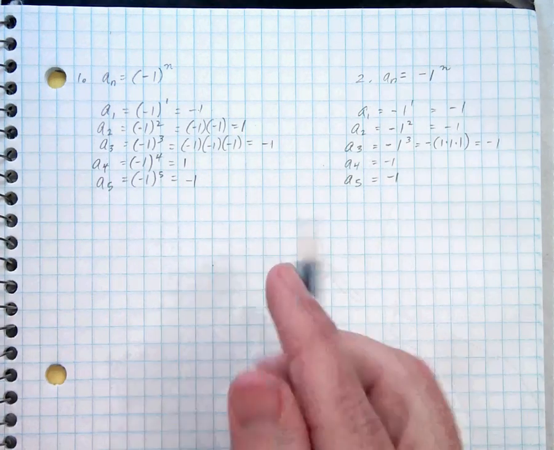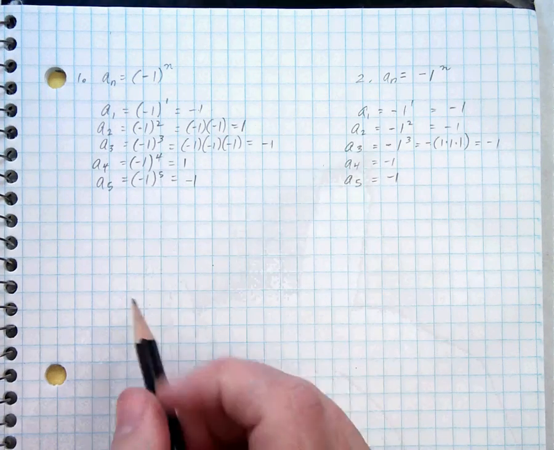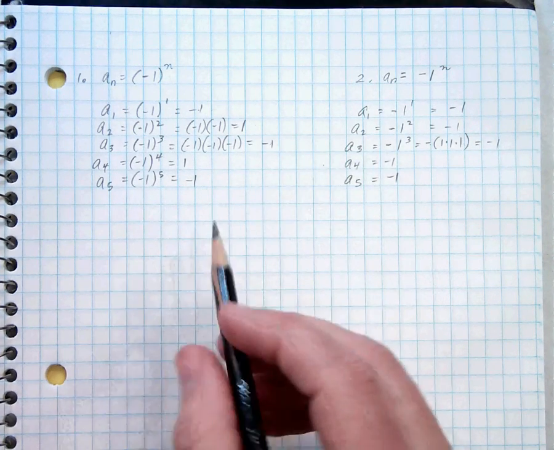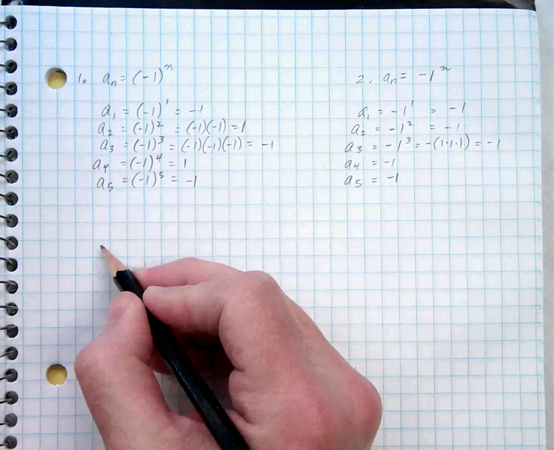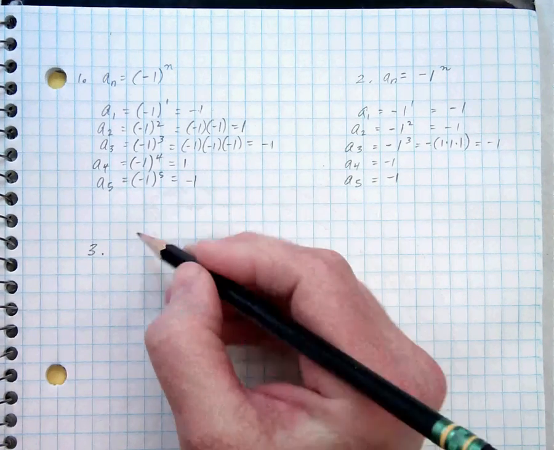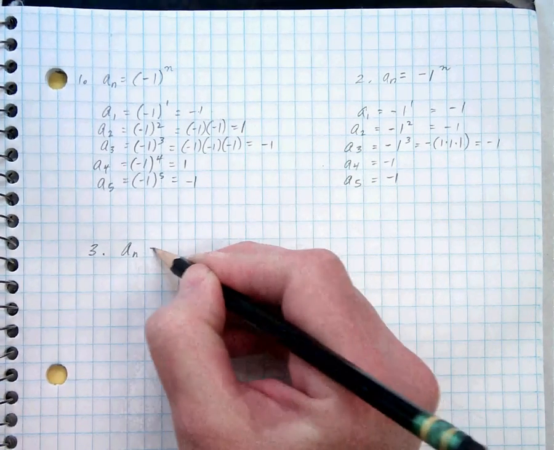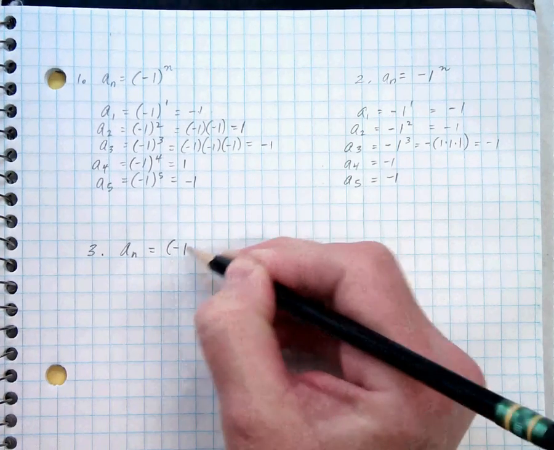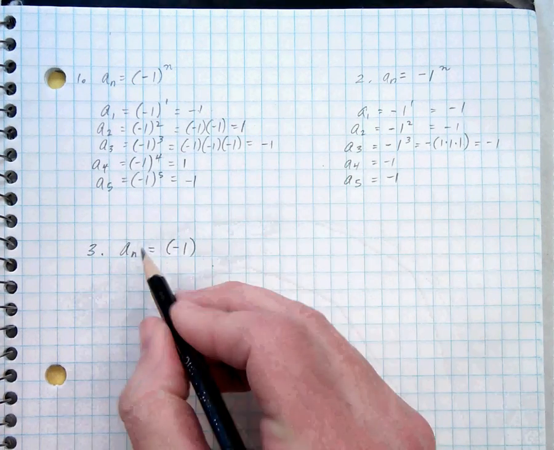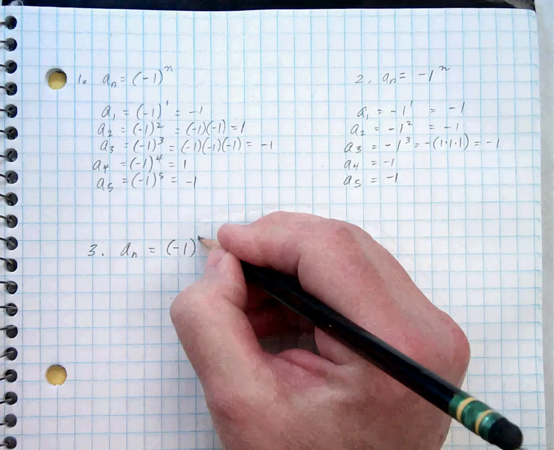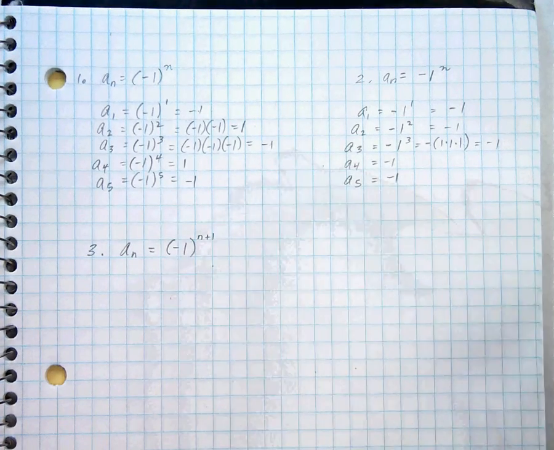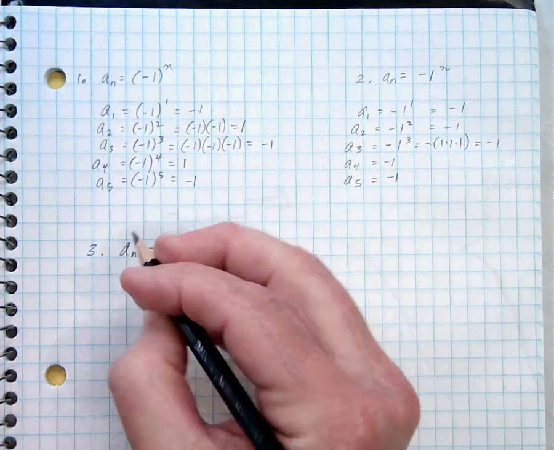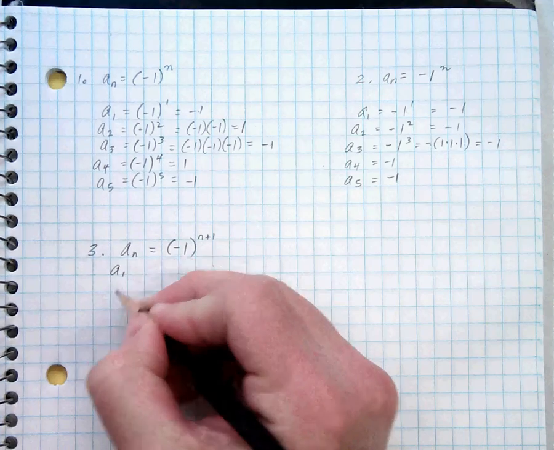All right, so how could we expand on this idea? Well, what would the sequence a sub n equals negative 1 raised to the n plus 1 power be? What would be the first 5 terms for that sequence?